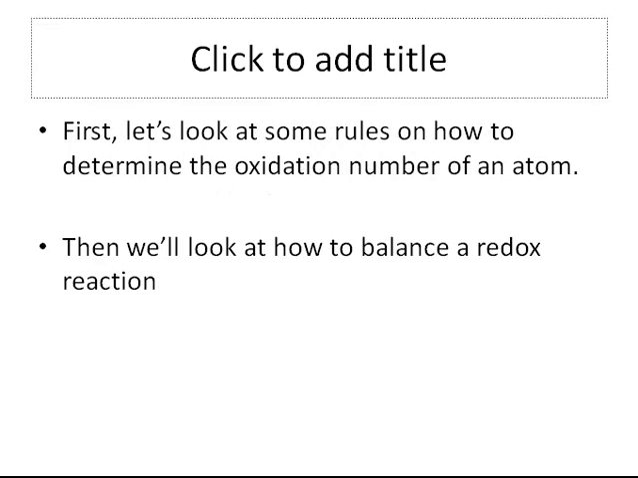So we'll first look at some rules for how to determine the oxidation number, because the oxidation number tells us whether a species is getting reduced or oxidized. And then once we have seen the rules, we'll take a look at how to balance these reactions.